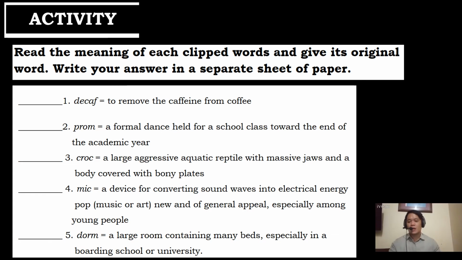Tapos, type nyo lang itong number 1 hanggang number 5. Halimbawa, you type there, decaf. So, hanapin nyo ano ang original word ng decaf. Kasi nandyan na yung meaning, to remove a caffeine from coffee. Okay? So, number 2, we have prom. Number 3, we have prom. Number 4, we have mic. Number 5, we have dorm. All of this that I have mentioned are all clipped words. Ibig sabihin, nabawasan na sila. So, ang gagawin lang ninyo, hanapin nyo yung mga original word, yung buo. Okay? Next.